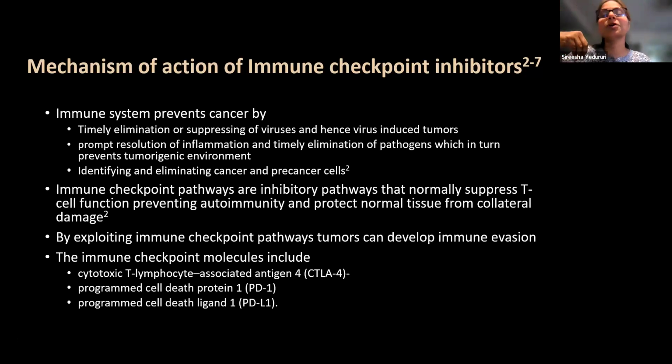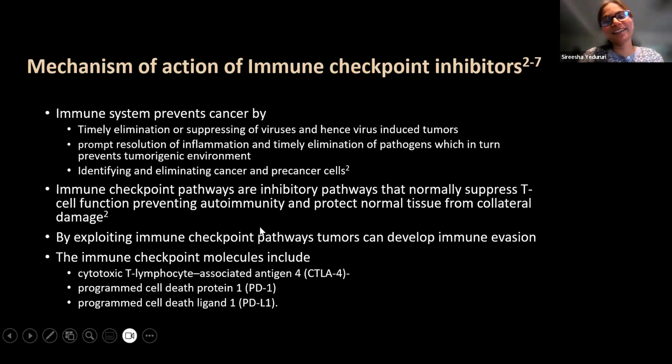Now, what are immune checkpoints? What does the immunotherapy do? There are some pathways in our body called immune checkpoint pathways. These pathways normally suppress T cell function, so that once the immunity is activated, it needs to come down, so that our body doesn't go on like fire, killing everything, including our own tissues. So these are the inhibitory pathways that prevent autoimmunity and protect normal tissue from collateral damage.